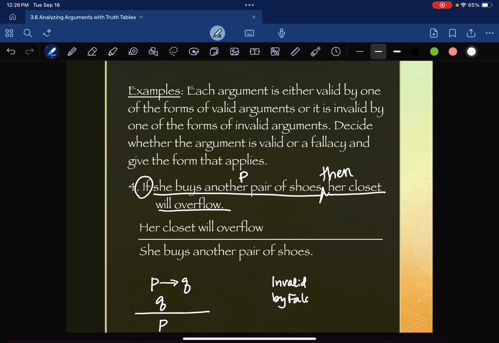by fallacy of the converse. And if you think about it logically, it should make sense that it's invalid. If she buys another pair of shoes, her closet overflows. Her closet overflows, but maybe it wasn't because she bought new shoes. Maybe she decided to buy some more clothes, right? Or maybe she decided to move a chair into the closet, right? I don't know, but something else happened. It could still be that she didn't buy any shoes, but her closet still overflowed.